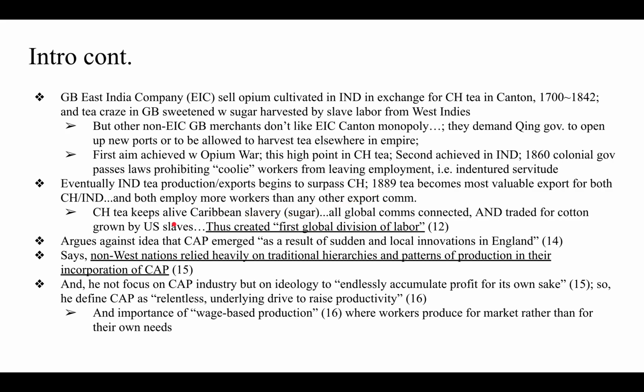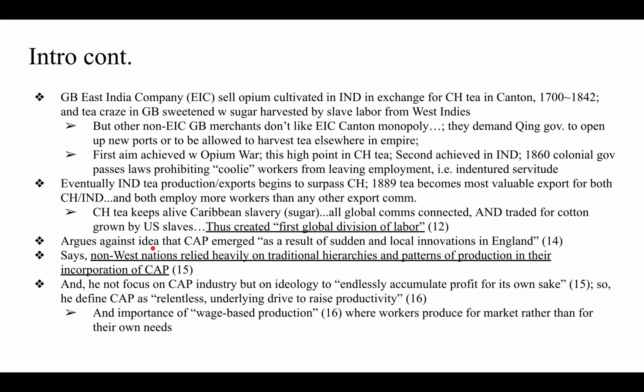The Chinese tea trade kept alive Caribbean slavery through the high demand for sugar that was used when people drank tea. So this demonstrates as well how all commodities are connected in this global system. And then it's also traded for cotton grown by U.S. slaves. So Liu says this thus creates the, quote, first global division of labor.